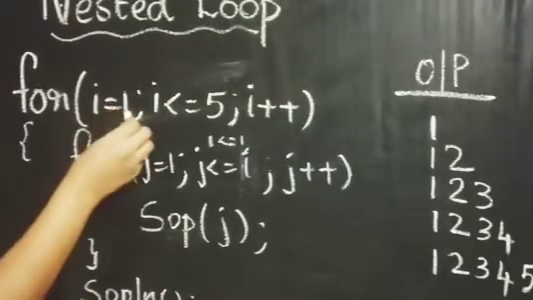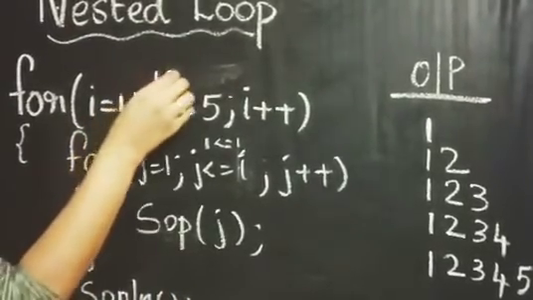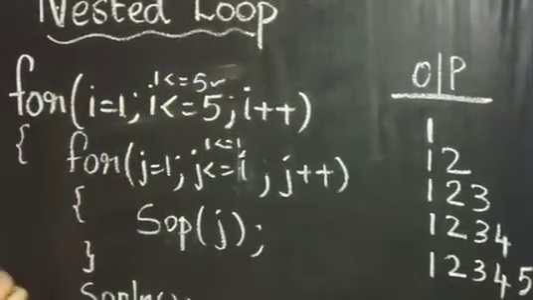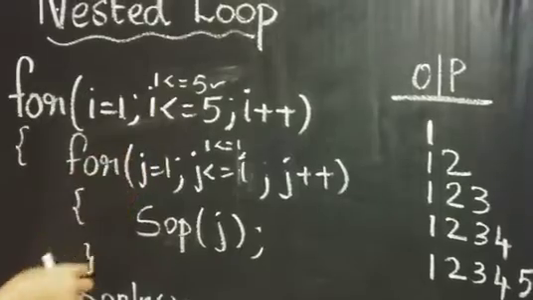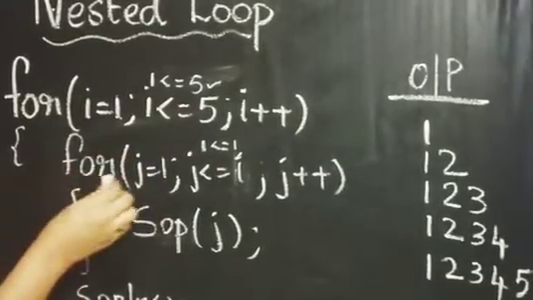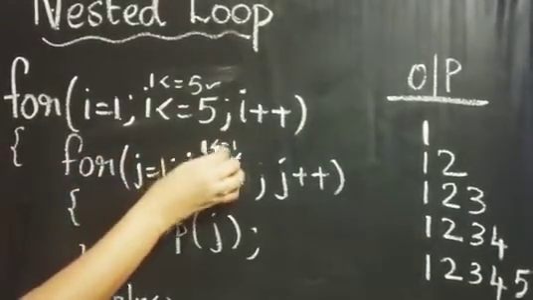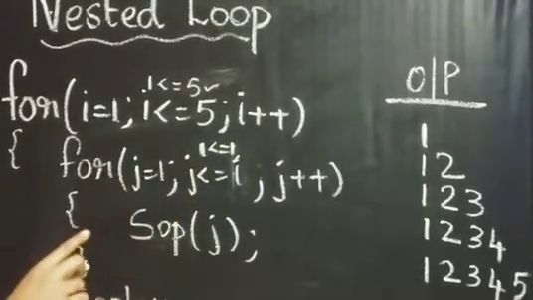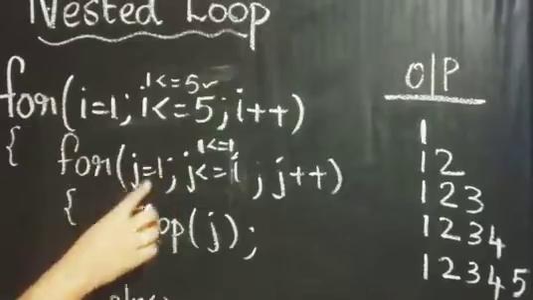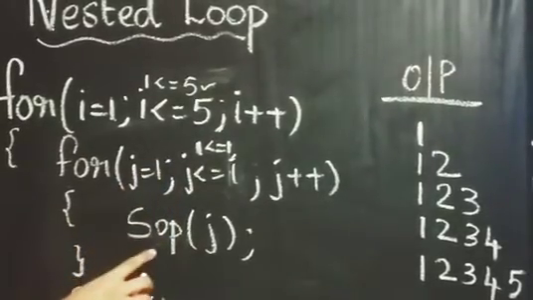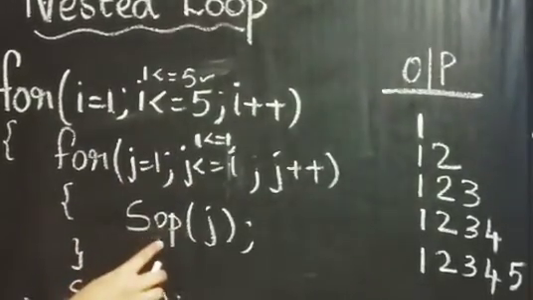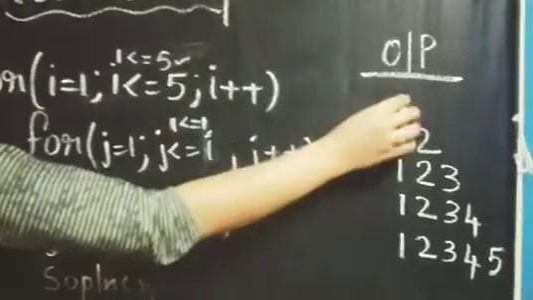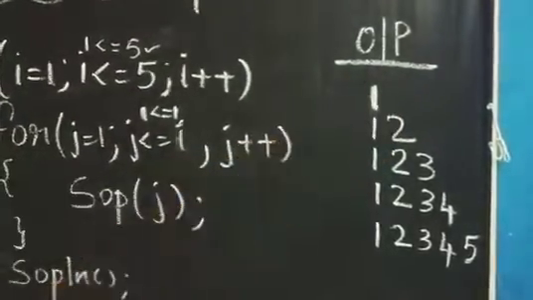So I is equal to 1. So first 1 is less than or equal to 5. The condition is true. Since the condition is true, it comes inside the loop. So again another for loop. So j is equal to 1. 1 is less than or equal to I. I value is 1. So 1 is less than or equal to 1. The condition is true. So it comes inside. So SOP of j, system.out.print of j. So j value is 1. So you get this particular statement, that is 1 gets printed.